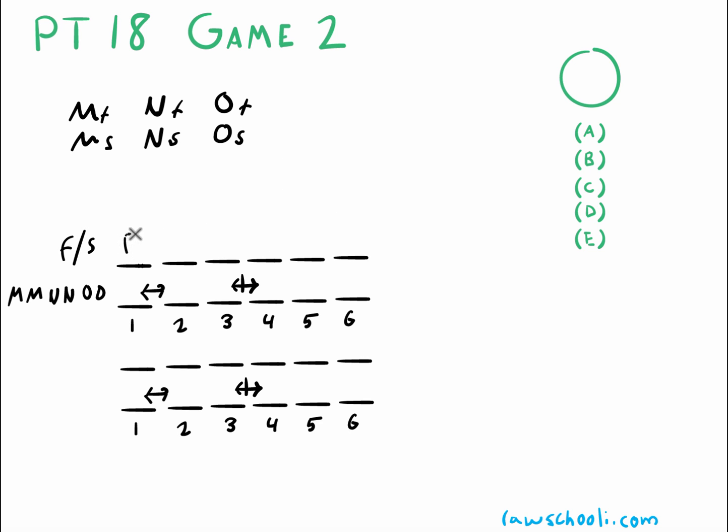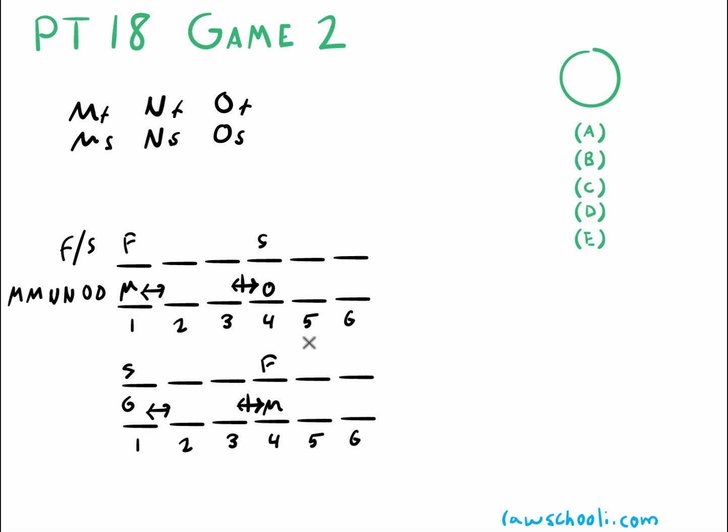So for the first one, we do fall mathematics here, and then spring oceanography here, and then the reverse down here, SO, then FM. And then there's one last rule here. That's that SN can't go in 5. So maybe make that little block there and create a not law for it. No SN in 5.